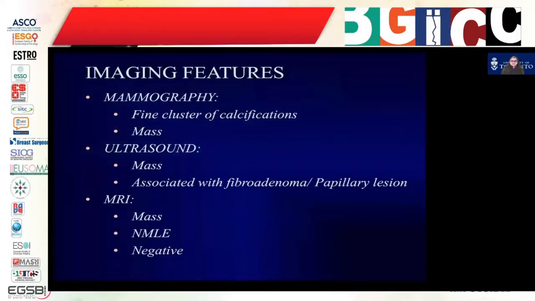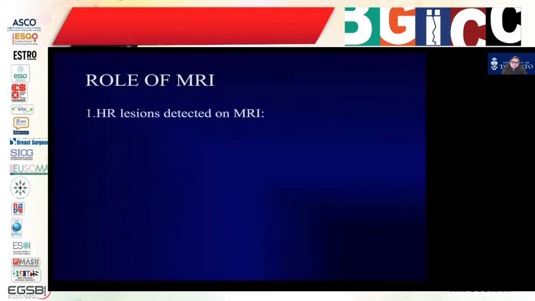Lobular neoplasia can present as calcifications or masses. I showed you some examples. On ultrasound, it can appear as a mass. It can be associated with other solid lesions such as fibroadenomas, papillary lesions. On MRI, it can present as a mass, non-mass enhancement, or can be completely negative. So these are the imaging features of how lobular neoplasia may present.